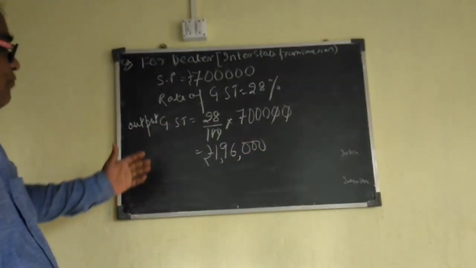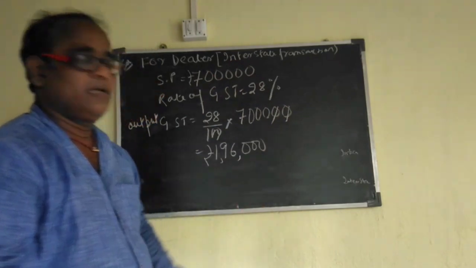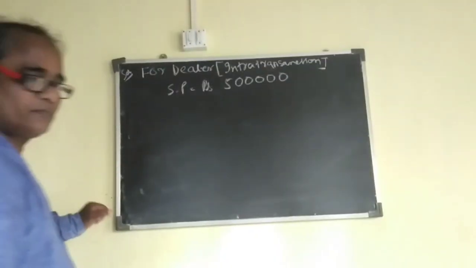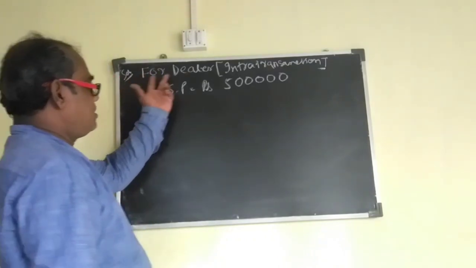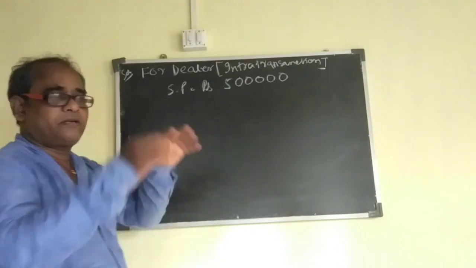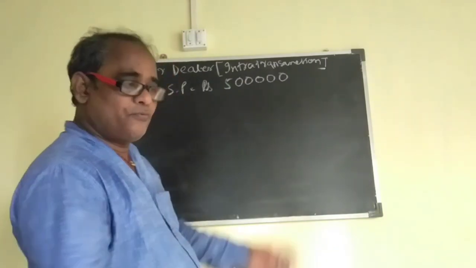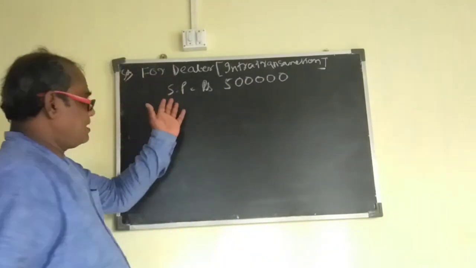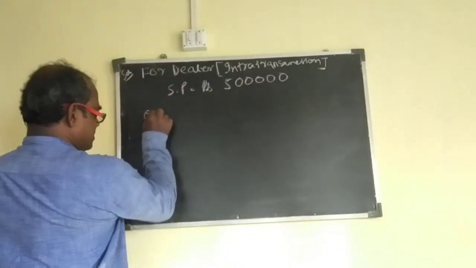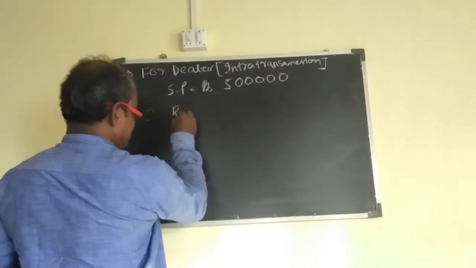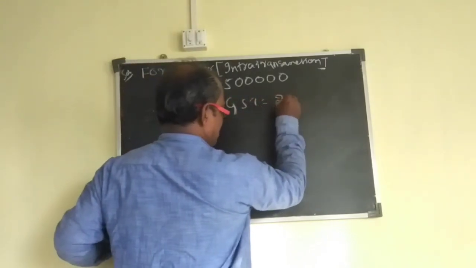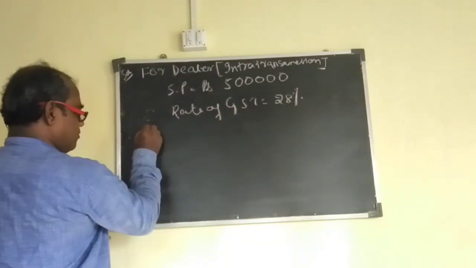Now let us go with the other transaction, that is the intra transaction. Clear? Intra transaction means the transaction was done within the state. So his transaction was of rupees 5 lakh. Then again output GST, and the rate of GST is 28%.